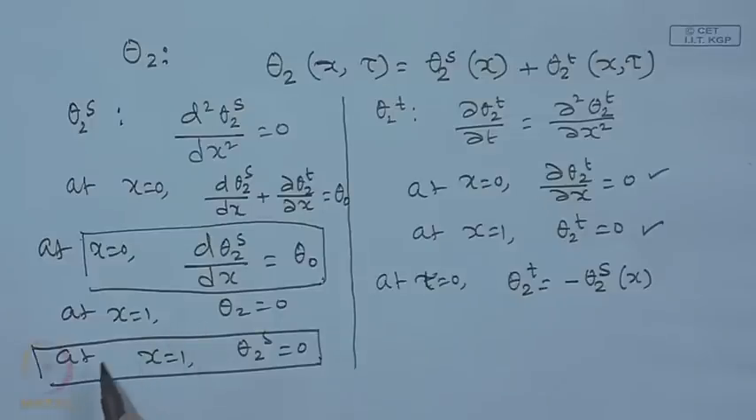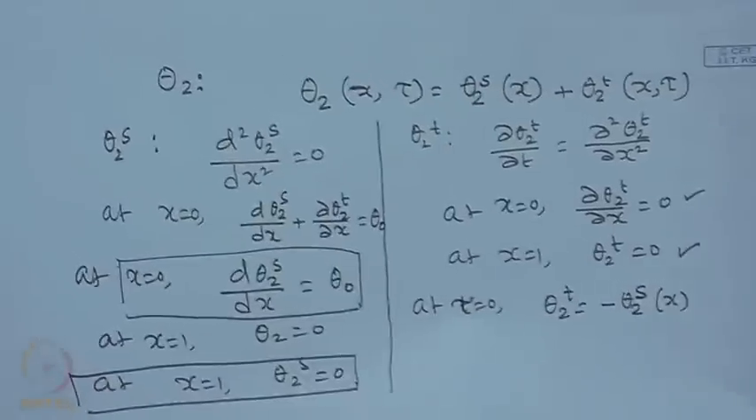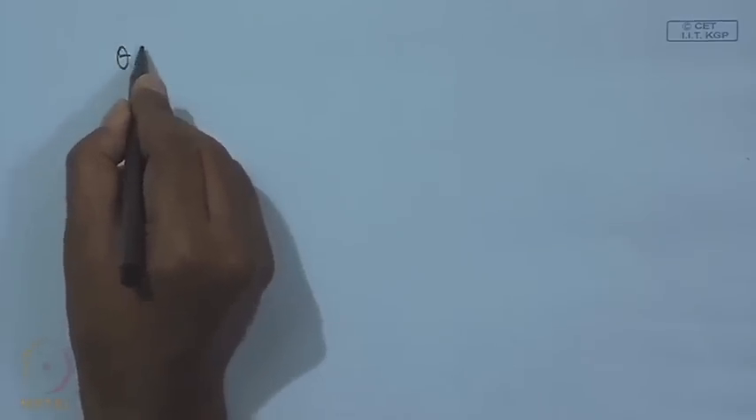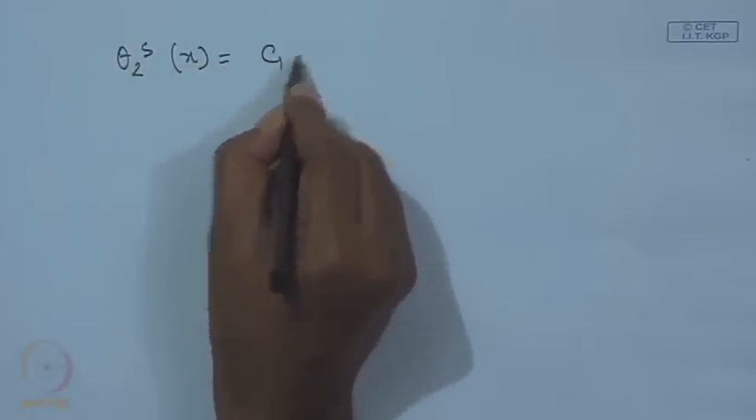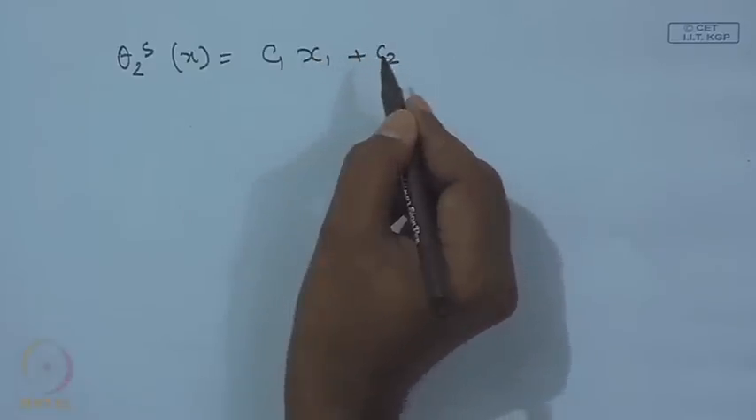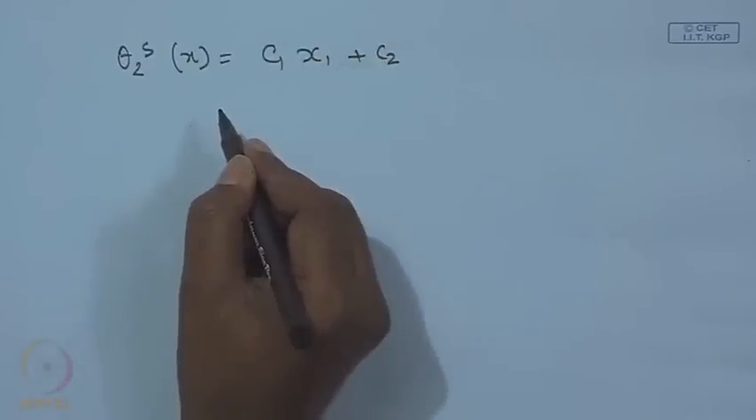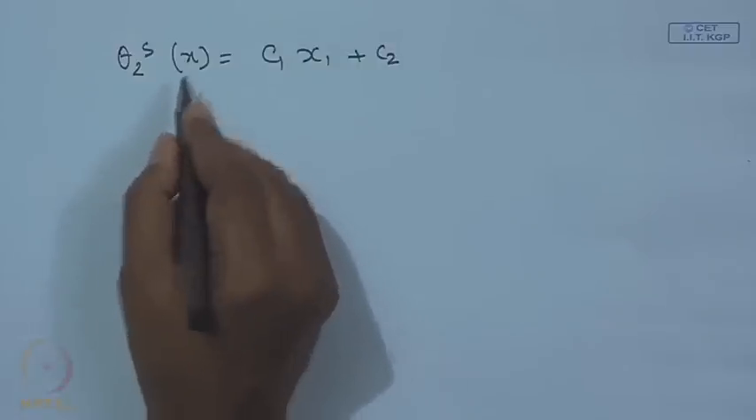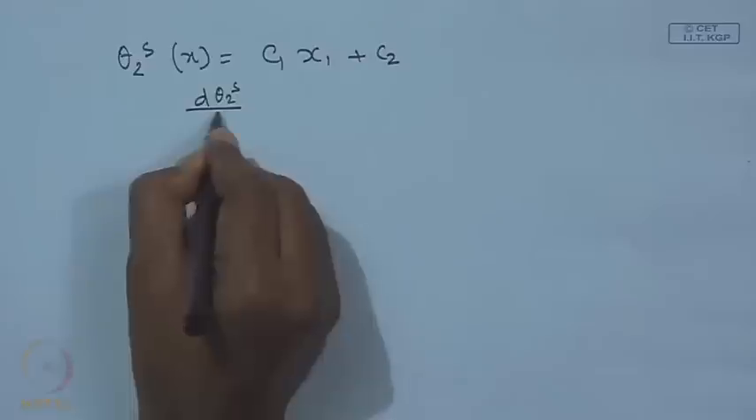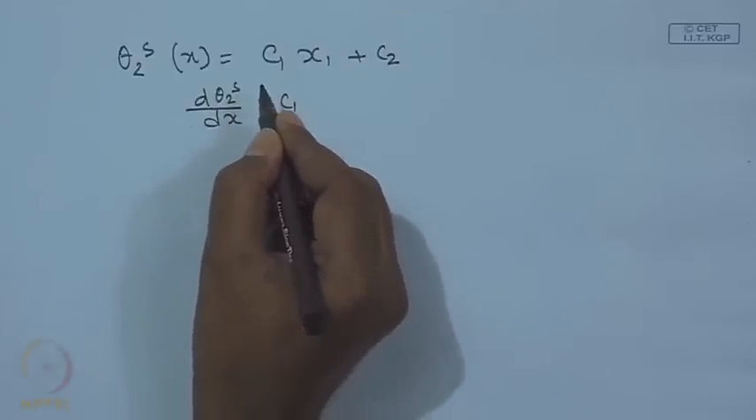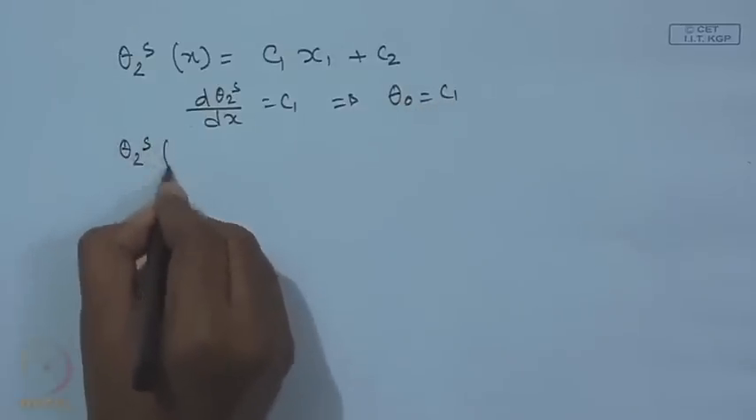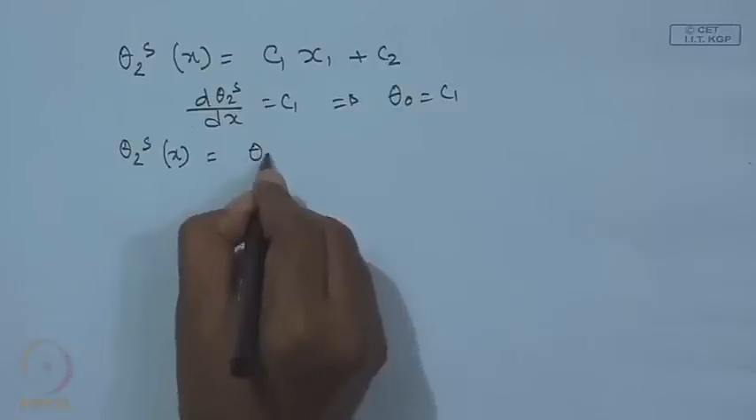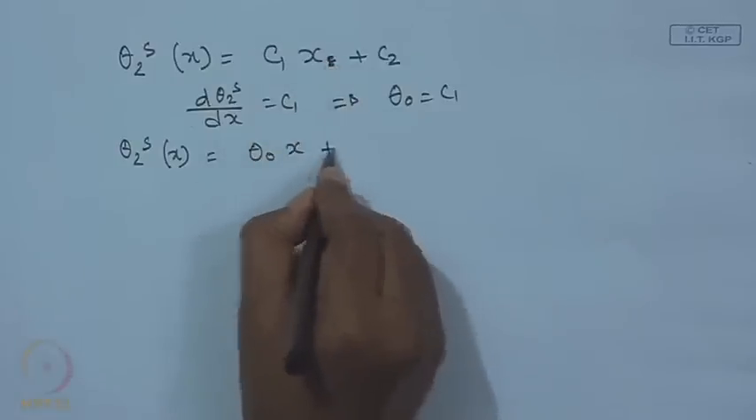Now, let us look into the solution of the steady state part. The solution of the steady state part θ2s will be obtained since d squared θ2s by dx squared is equal to 0. So, it is a linear profile, c1 x plus c2. At x equal to 0, dθ2s by dx is equal to c1. So, c1 must be equal to θ0. Therefore, θ2s is nothing but θ0 x plus c2.